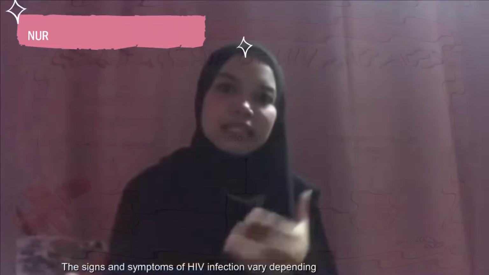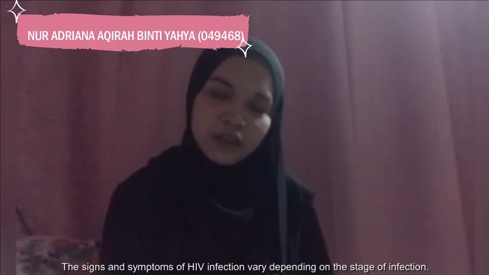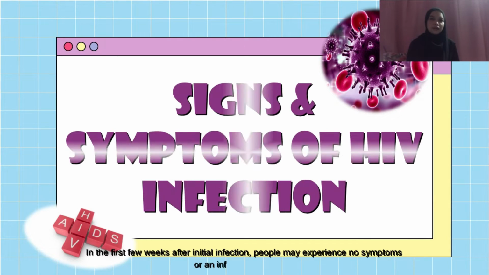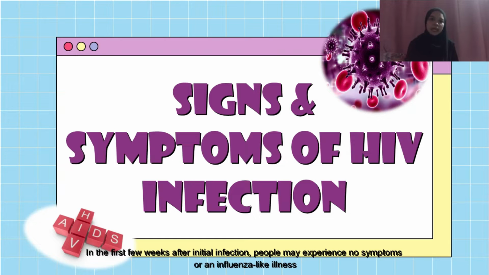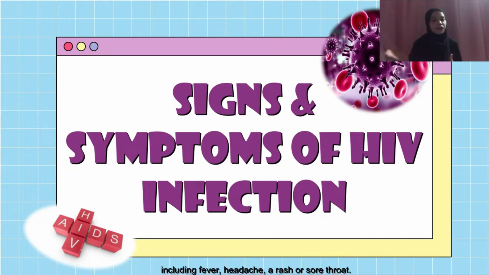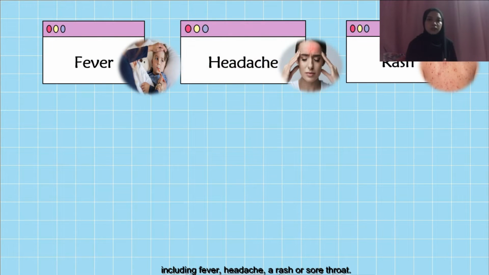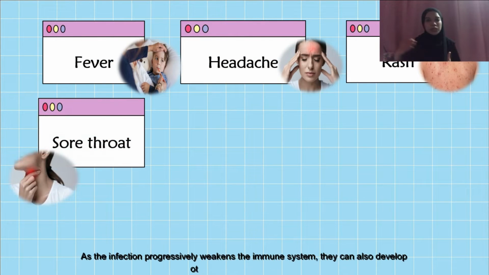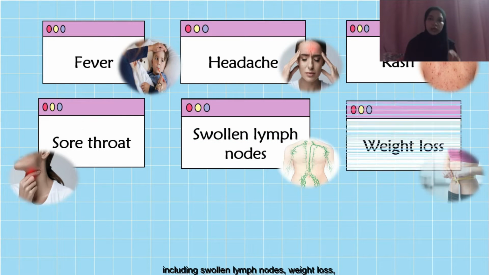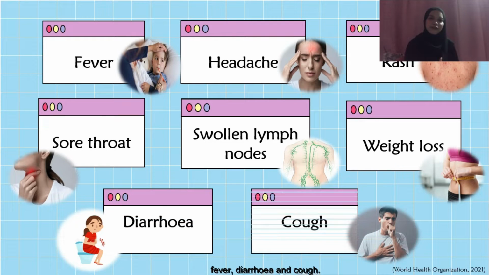The signs and symptoms of HIV infection vary depending on the stage of infection. In the first few weeks after initial infection, people may experience no symptoms or an influenza-like illness including fever, headache, a rash or sore throat. As the infection progressively weakens the immune system, they can also develop other signs and symptoms including swollen lymph nodes, weight loss, fever, diarrhea and cough.